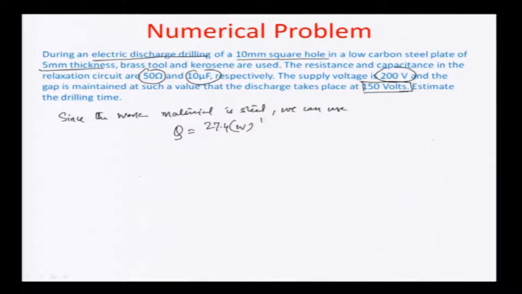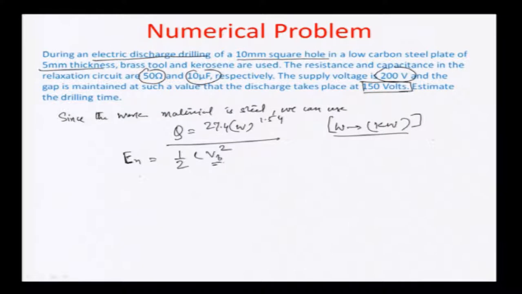27.4 W to the power of 1.54 for MRR estimation. And the W of course needs to be indicated in kilowatts, that is the assumption that we made in the last empirical equation. And so, therefore, we have to really calculate what is the energy being discharged. We already know that the energy being delivered by the capacitor C, the breakdown side, is given by half C VB square, where VB is the breakdown voltage.